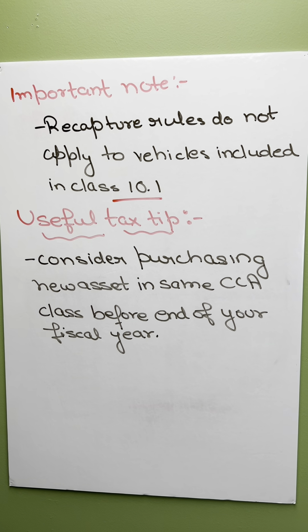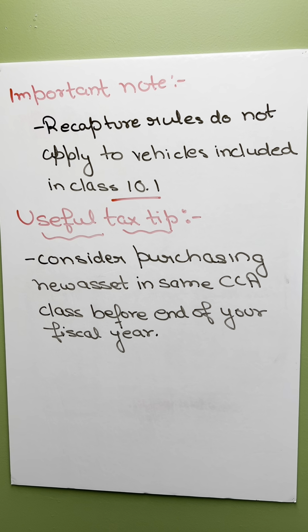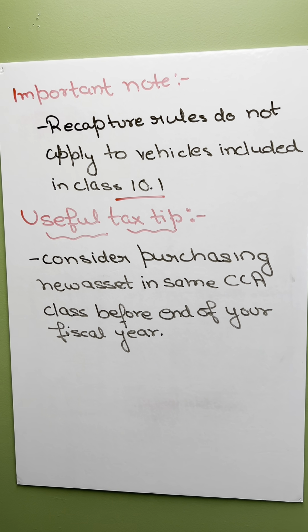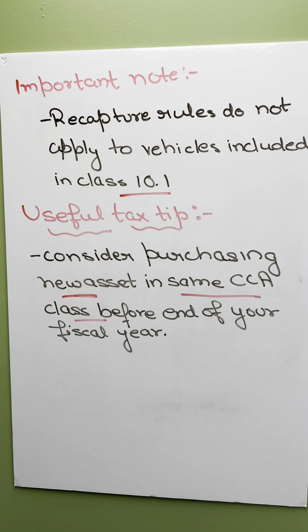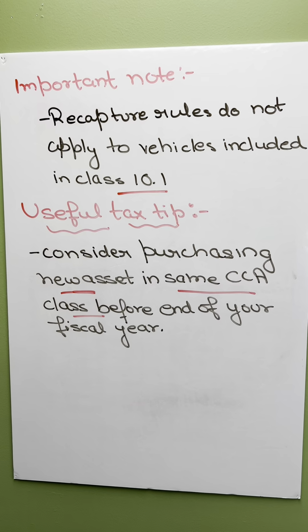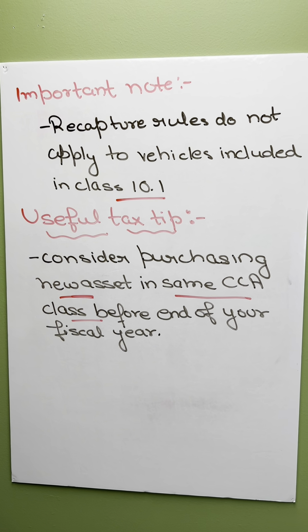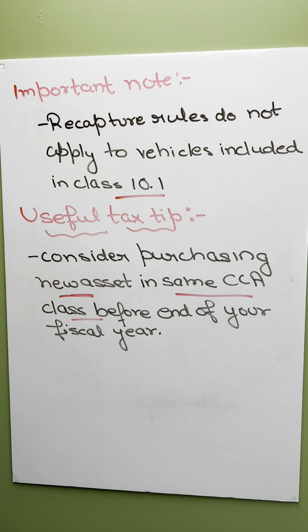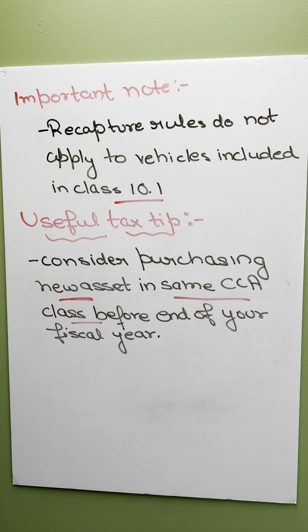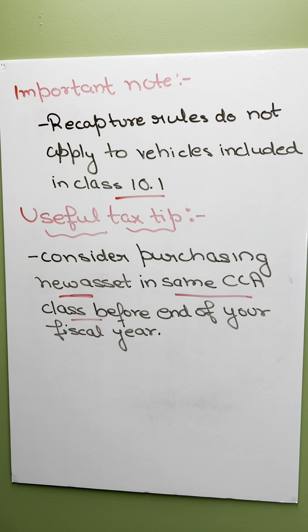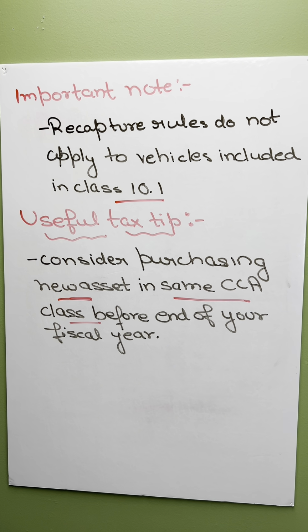Now I'm coming to our main point, the useful tax tip for the recapture. If you're expecting a recapture in the year, you should consider purchasing a new asset in the same CCA class before the end of your fiscal year. Why? Because adding a new asset will increase the UCC of the class, which can help offset the recapture, or the negative value, and may eliminate the recapture entirely, and you can save yourself from adding that amount to your business income.